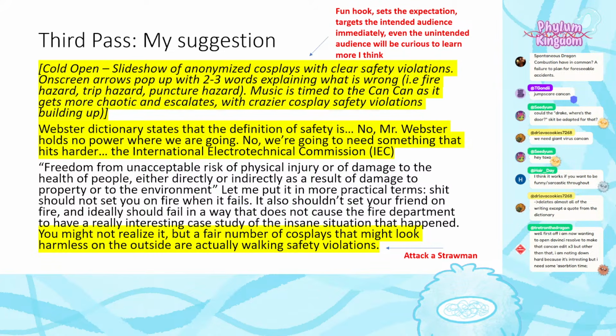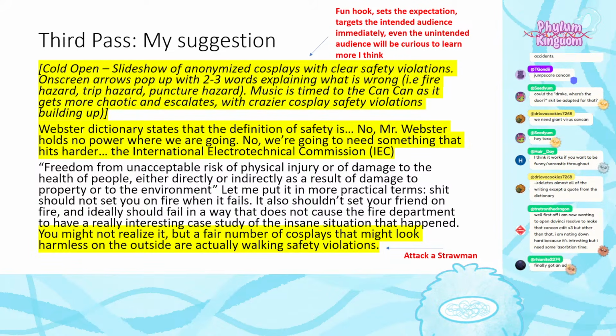Deletes almost all of the writing except the quote from the dictionary. That's not true. It's the quote from the dictionary and then the explanation afterwards, right? This part that I left untouched is really funny, right? This paragraph that I left untouched is really good, I would say. Well, first off, I'm now wanting to open DaVinci Resolve to make that can edit, but other than that, I'm noting down hard because it's interesting, but needs some absorption time. That makes sense. That makes sense.